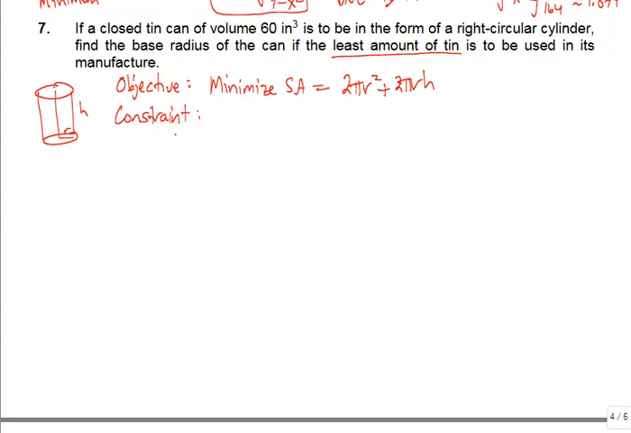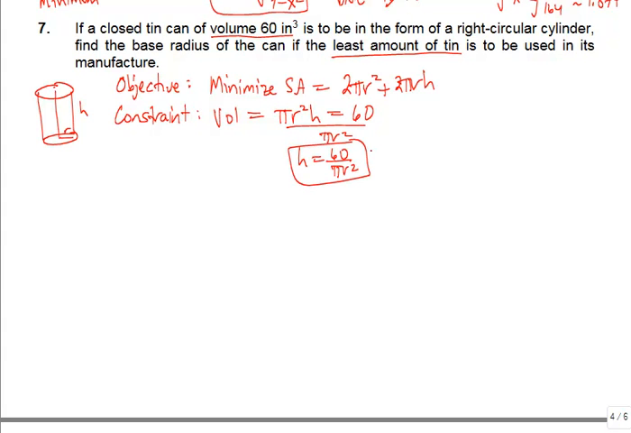So what's the number that they give me in this problem? 60 inches cubed, which is our volume. So our constraint is going to be our volume. Well, what's the volume formula for a right circular cylinder? Well, that's just the area of your base times your height. And the base area is a circle, so that's pi r squared times the height h. So volume is pi r squared h, and that's what needs to equal 60. So it's easiest, I think, to solve this for h by just dividing by pi r squared. So h is 60 over pi r squared.